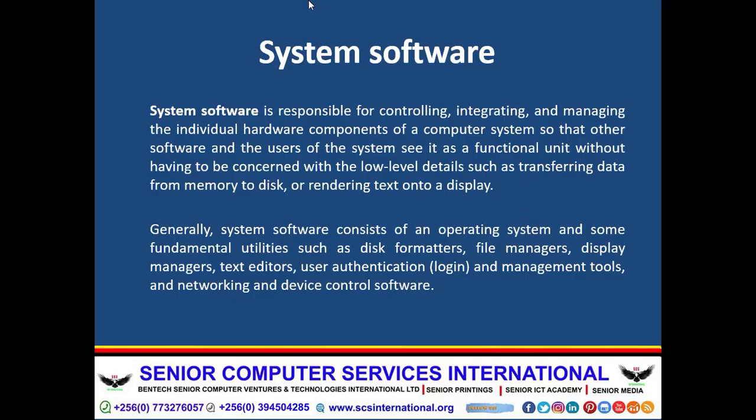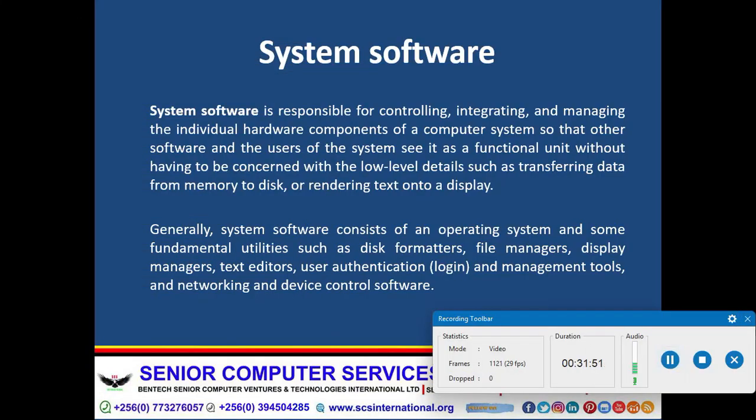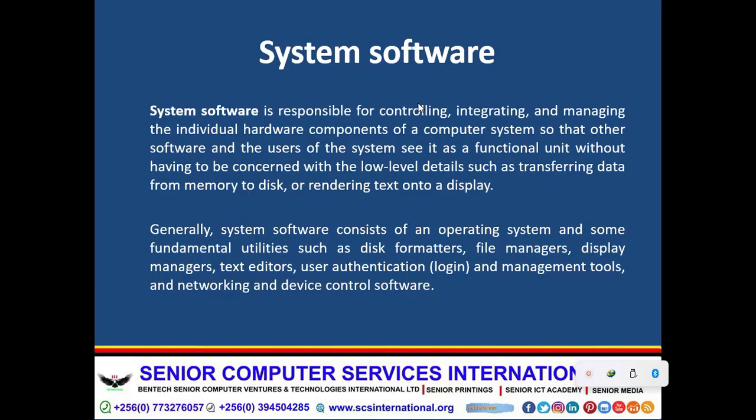Generally, system software consists of operating system and some fundamental utilities such as disk formatters, file managers, display managers, text editors, automatic logins, management tools, and different control software. So let's talk about this software. System software. Let's talk a little about system software. System software is responsible for controlling, integrating, and managing software and users of the system.